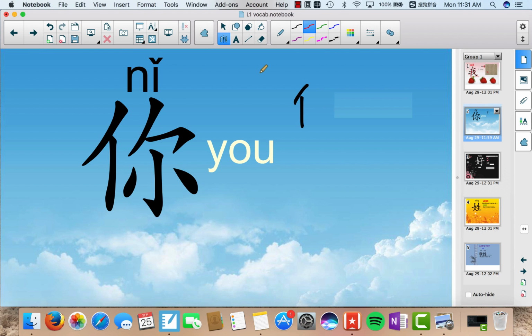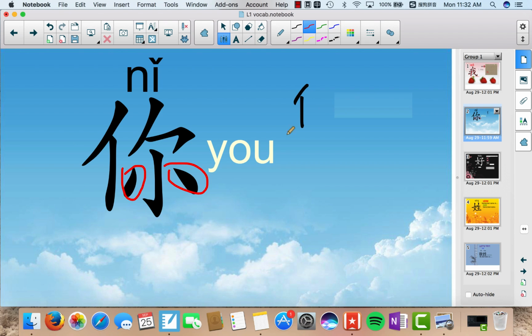这个是你. This is 你. It means you. Have a look. It looks like it's pointing to you, doesn't it? Imagine these are 2 fingers pointing to you. This is probably one of the first words you learn in Chinese. 你好. So, 你好 translates to hello. Literally means you are good.